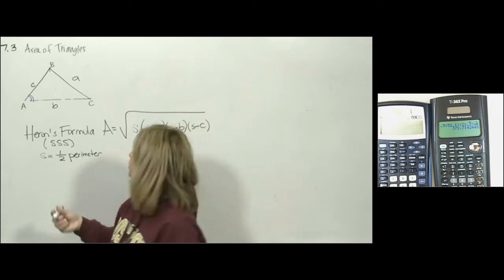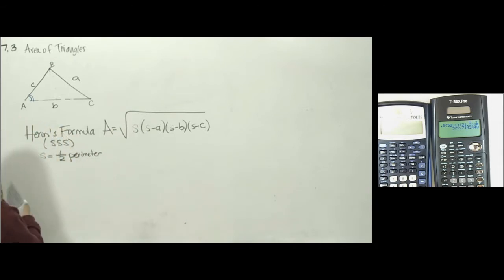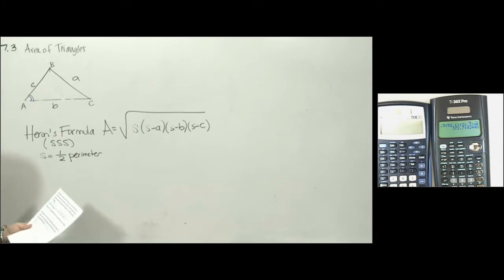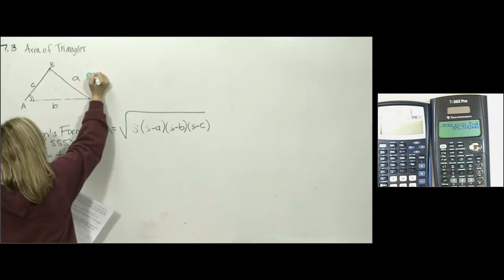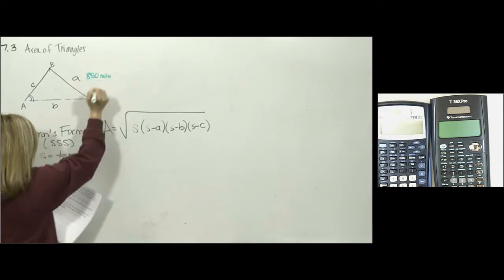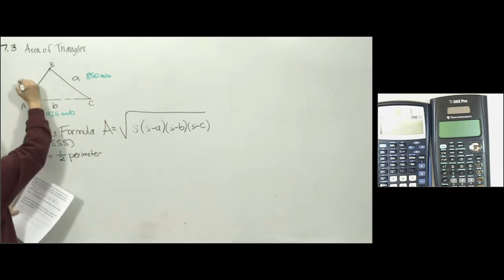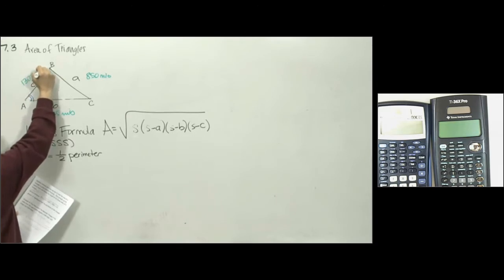So we're talking about the Bermuda Triangle. We're talking about the sides. Does it matter which one you label A, B, or C? No, I labeled them in order. So side A is 850 miles. Side B is 925 miles. And side C is 1,300 miles.